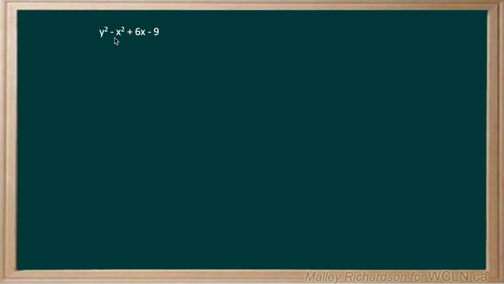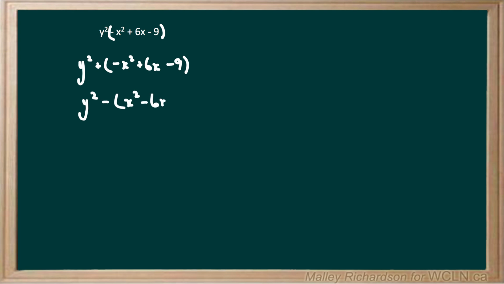As we can see, we have x squared plus 6x minus 9. So let's add brackets to this whole function and see if we can factor it out from here. So now we have y squared plus negative x squared plus 6x minus 9. But as we know, we don't like to have a negative in front of our first term, so let's factor out a negative from our brackets. So when we factor out a negative, this plus sign turns into a negative, and we're left with x squared minus 6x plus 9.